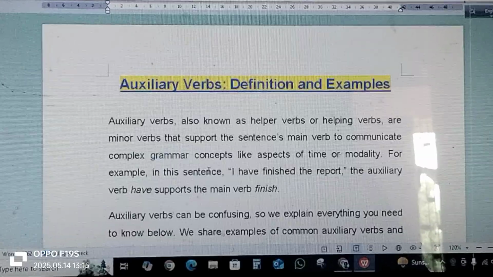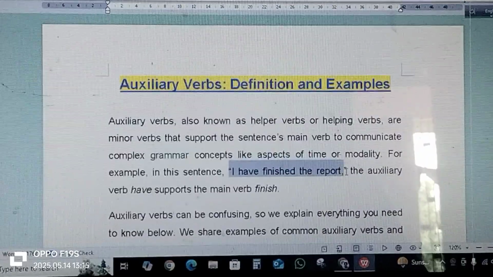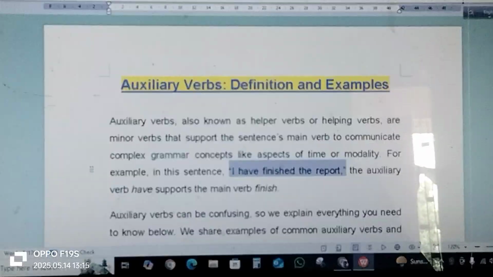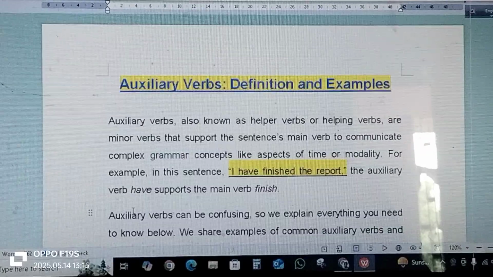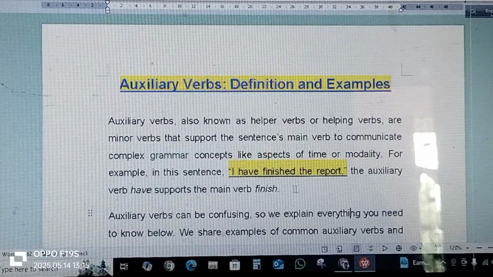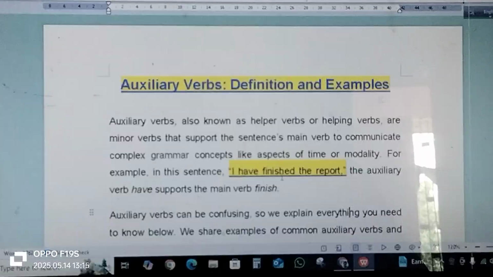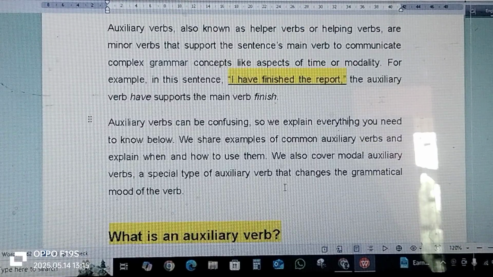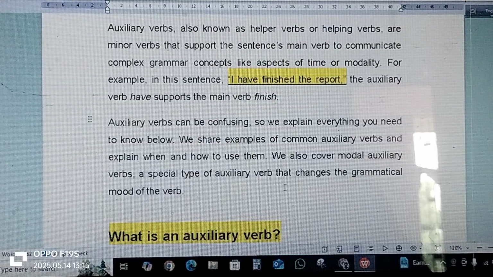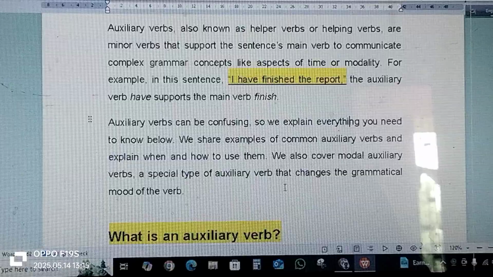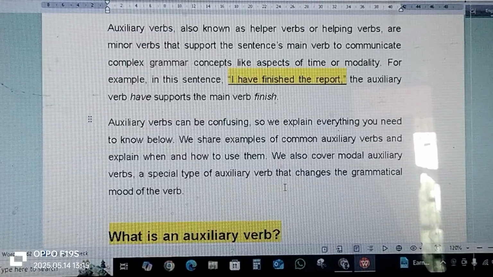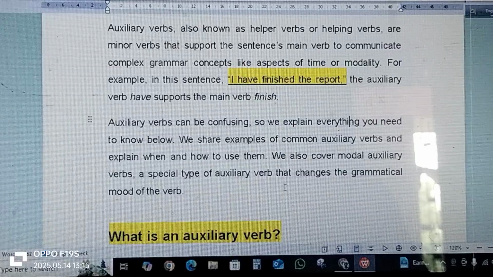This is a sentence. I have finished the report. In this sentence, the auxiliary verb have supports the main verb finished. This have verb supports the main verb finished. So in this way, the auxiliary verb is a verb that supports the sentence's main verb to communicate complex grammar concepts like aspects of time and modality.